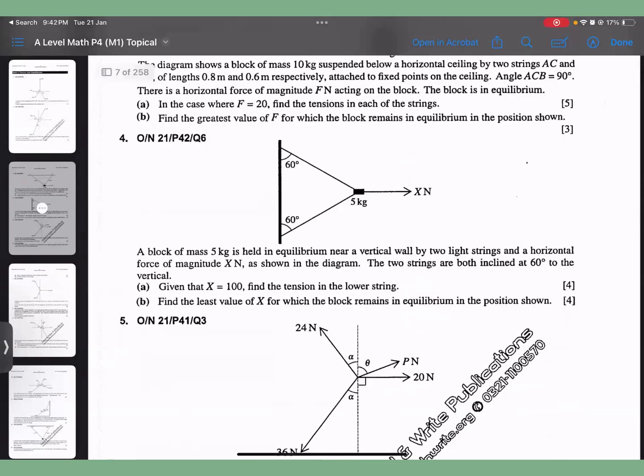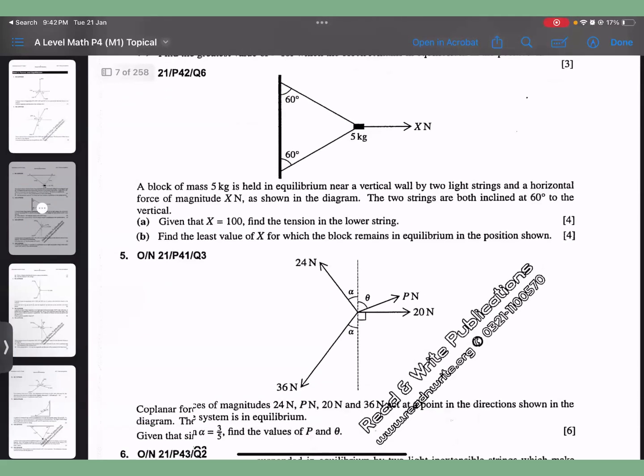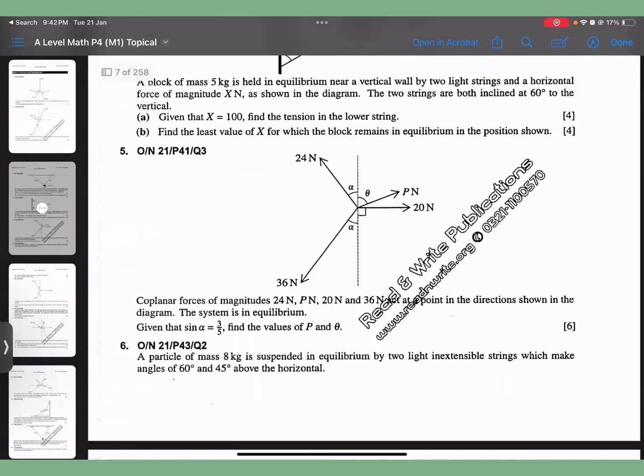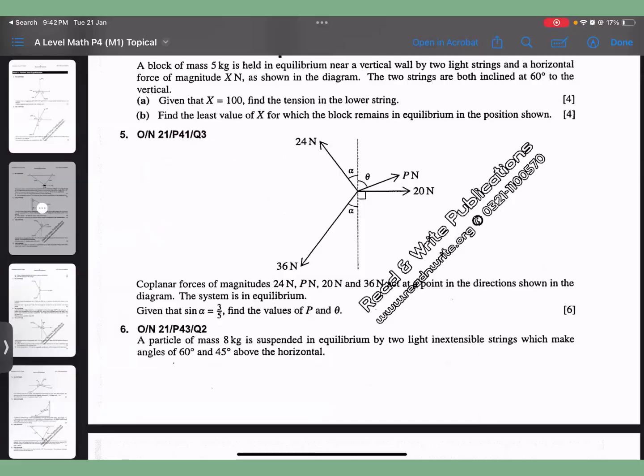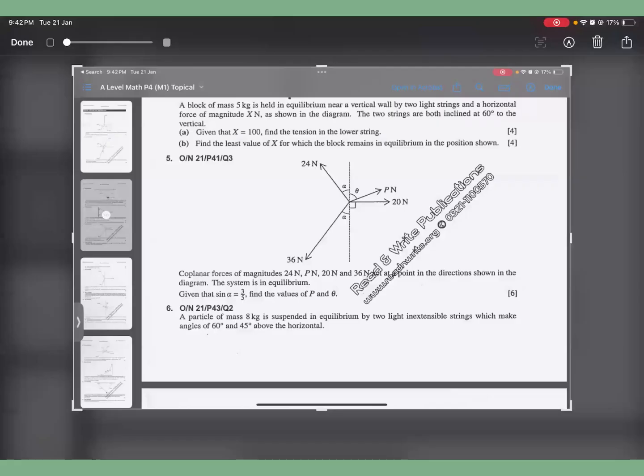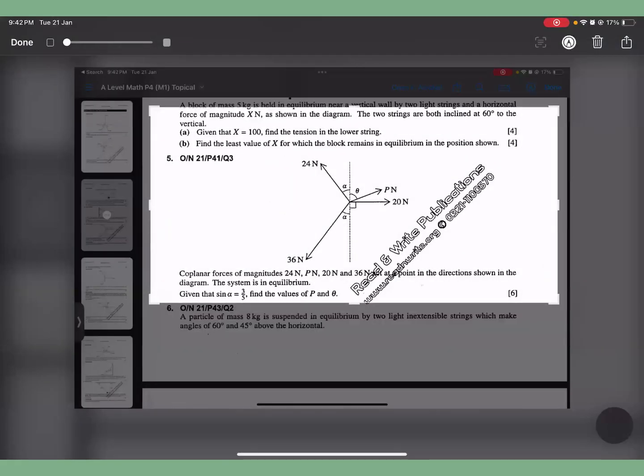Tensions. Okay, this is something good. This is also a good concept to be discussed.